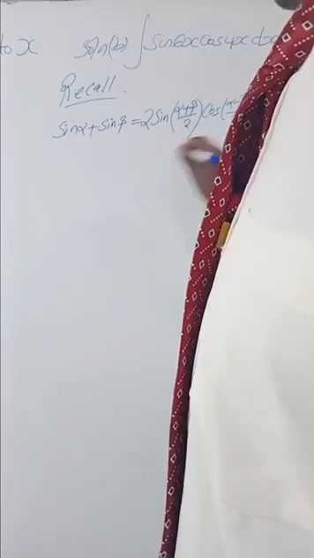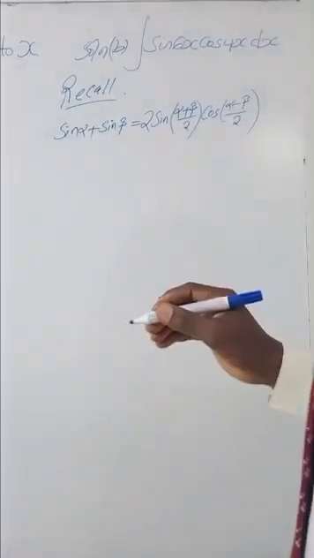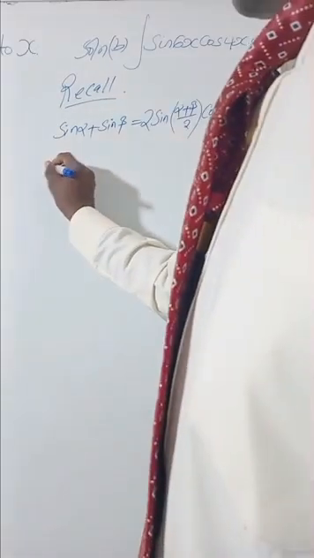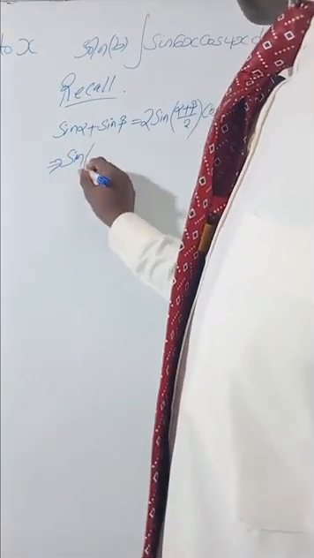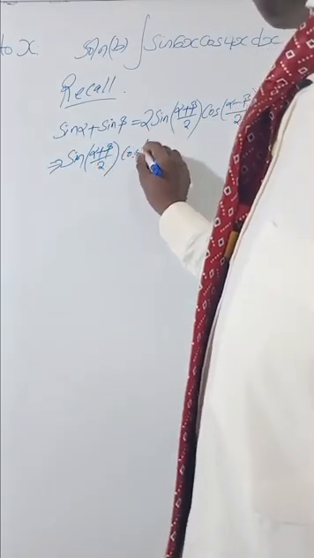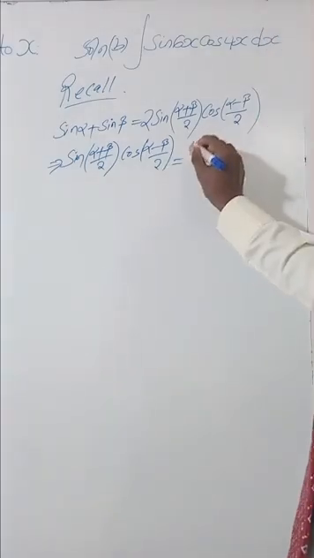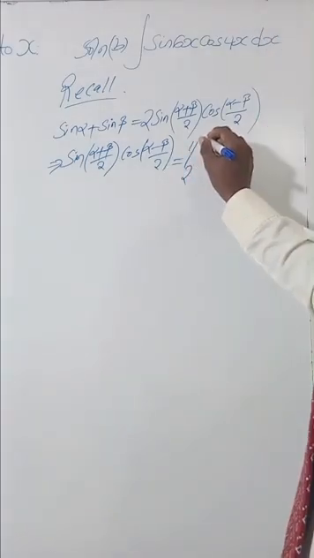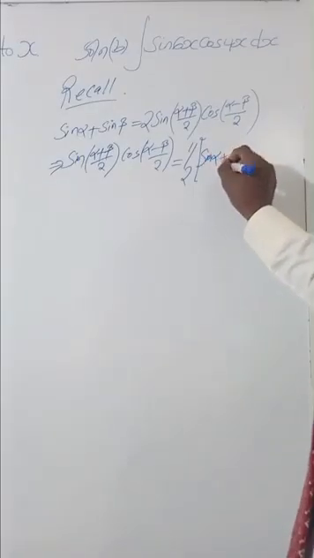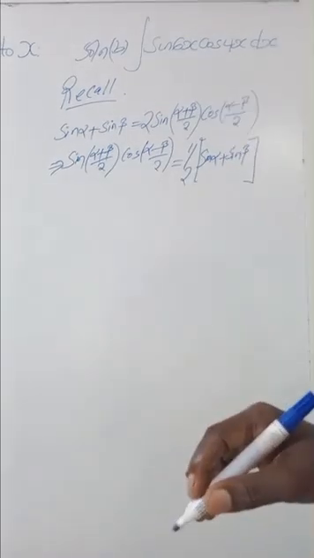Now, for this particular case, what we have is the right-hand side. So in other words, rewriting this one, sine of alpha plus beta over 2 times cos of alpha minus beta over 2 equals a half into bracket sine alpha plus sine beta.